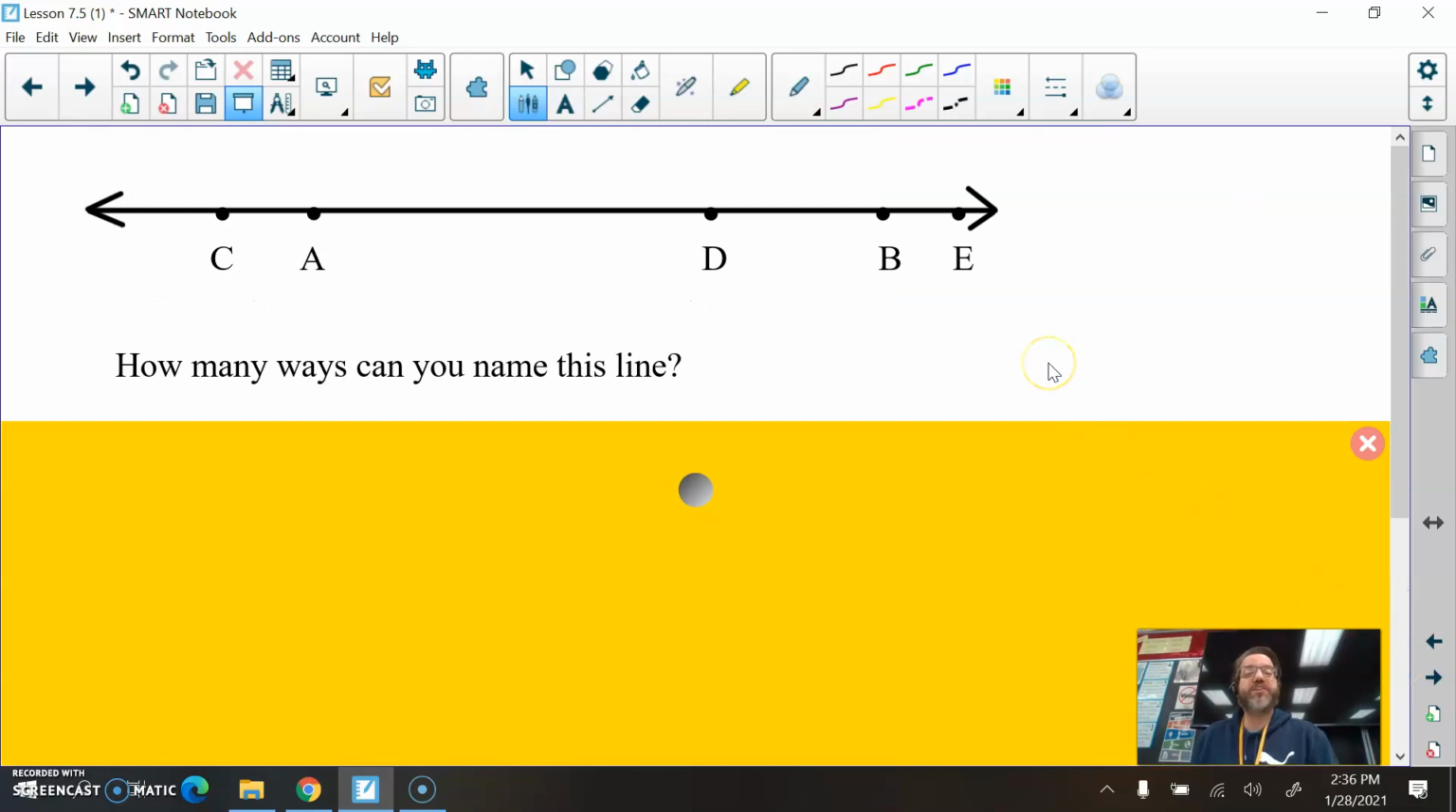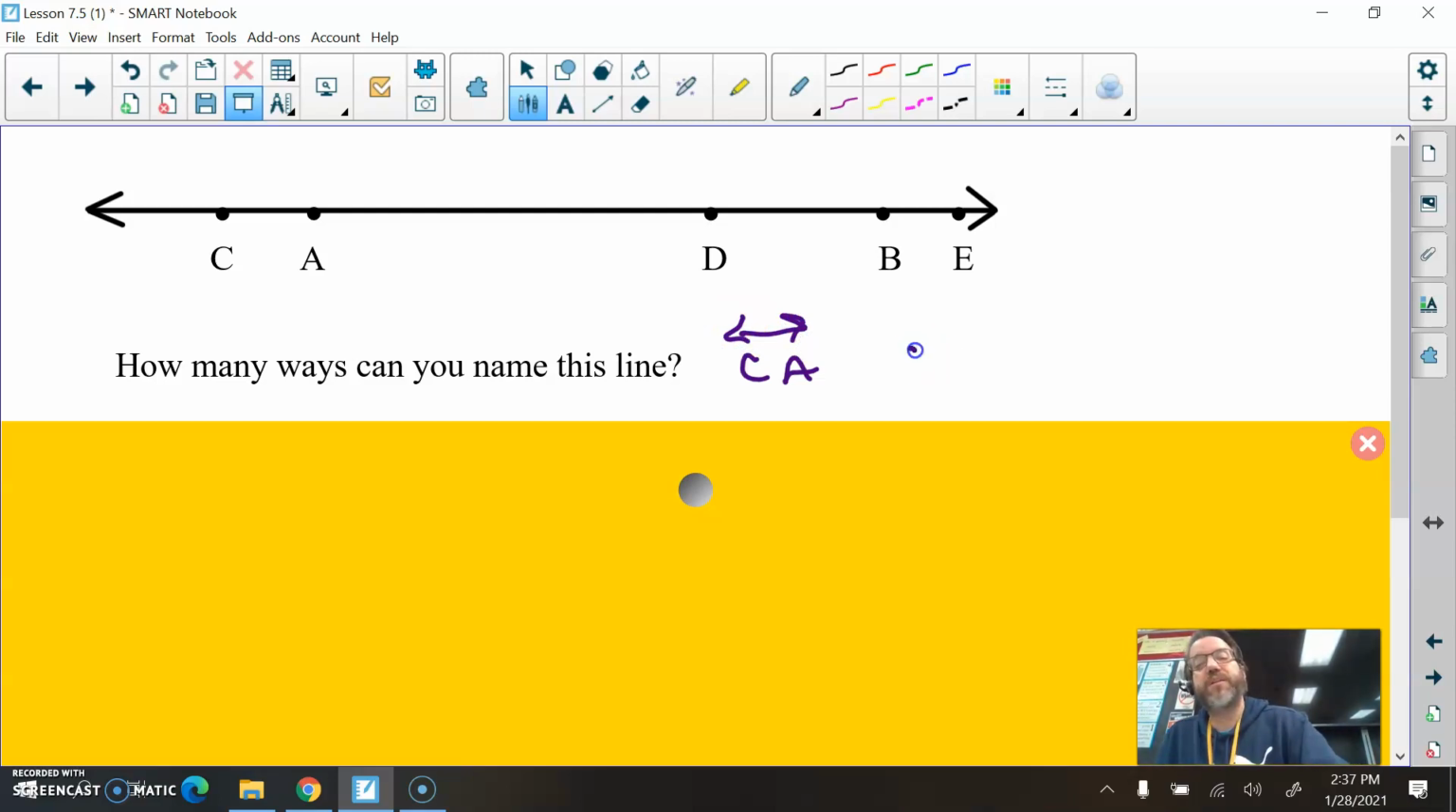All right, how many ways can you name this line? Well, I could name it a whole bunch of ways. In fact, I looked at this and counted seven. There are so many ways I can name this line. All you need is to list two points that are on the line, like C and A, and put the line symbol over it. We have line CA here.